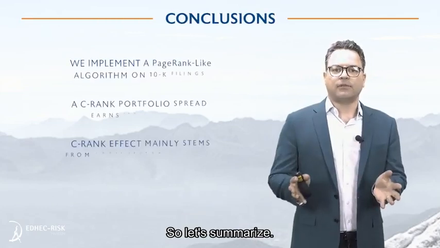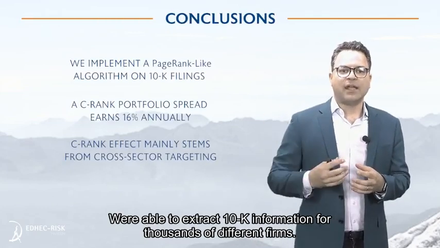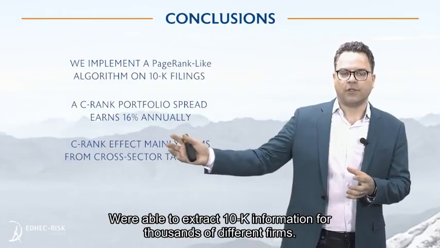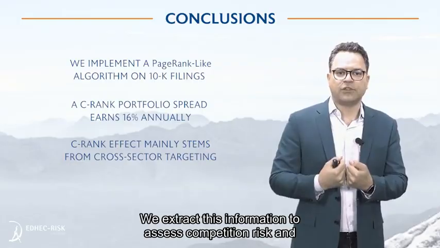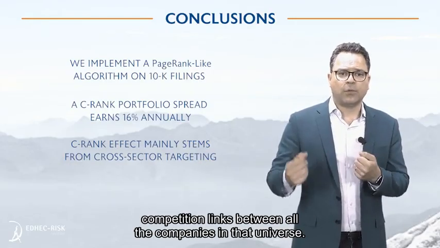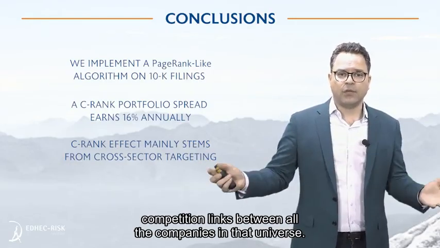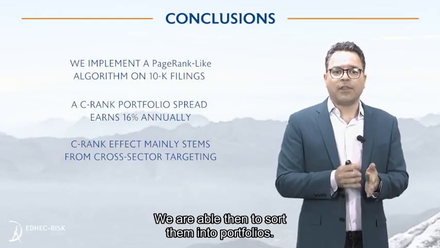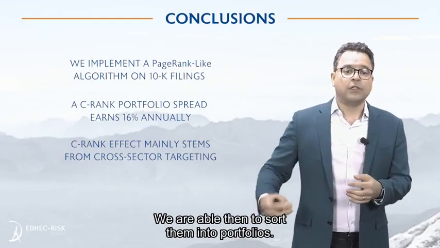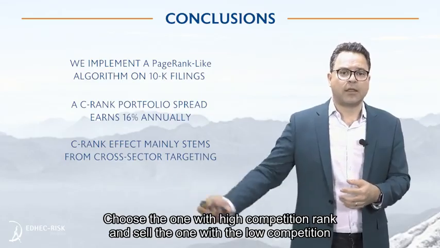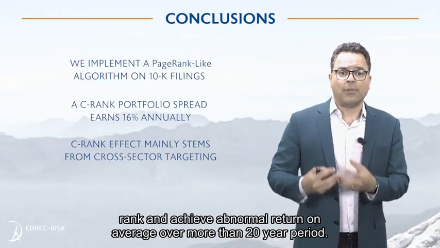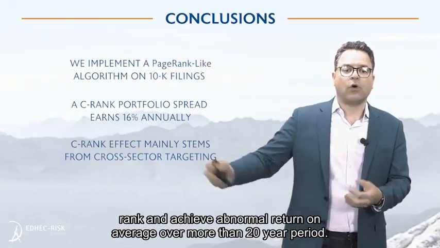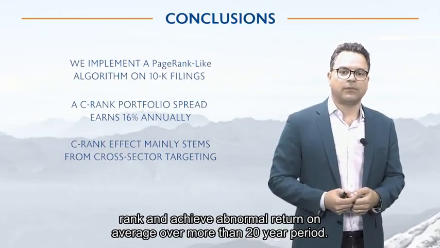So let's summarize. We're able to extract 10K information for thousands of different firms. We extract this information to assess competition risk and competition links between all the companies in that universe. We're able then to sort them into portfolios, choose the one with high competition rank, and sell the one with the low competition rank, and achieve abnormal return on average over more than a 20-year period.